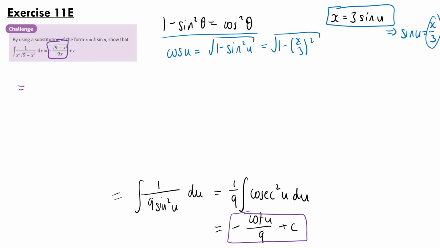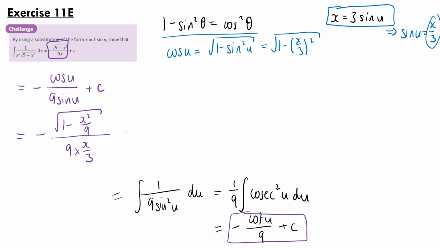So cot u we know is equal to cos u over sine of u. So we have minus cos u over 9 sine u plus c. And cos u we know is equal to the square root of 1 take away x over 3 squared, so x squared over 9. And that's all over 9 sine u, which is 9 times x over 3. So we have minus square root of 1 minus x squared over 9, over 9 times x over 3, and 9 times x over 3 is 3x.